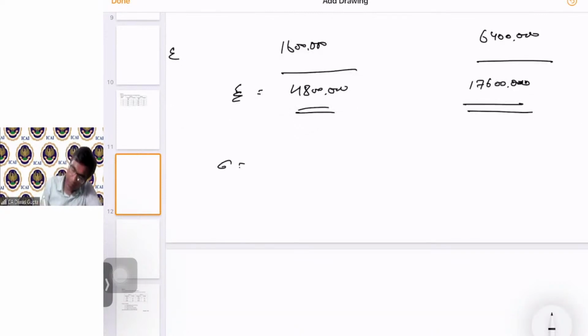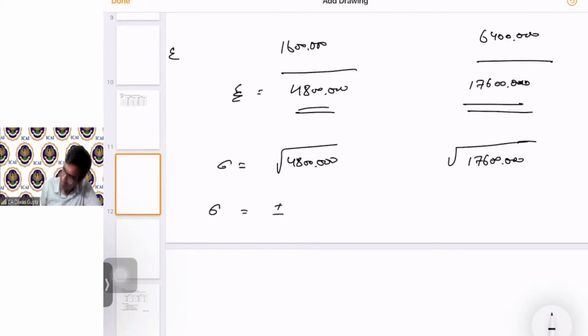So the standard deviation here will be the square root of 48 lakhs and of 1 crore 76 lakhs: 2190.89 for A and 4195.23 for B. Okay, students.